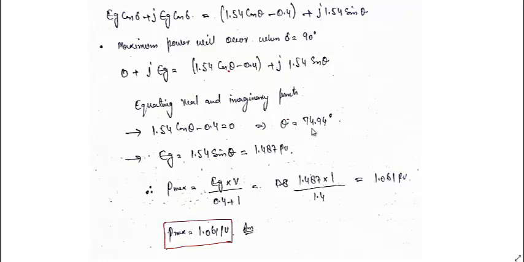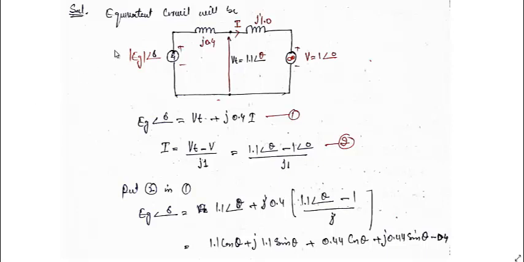Theta comes out to be equal to 74.94 degrees. So Eg will be, from this, 1.54 sine of theta. Putting the value of theta, it comes out to be equal to 1.487. So P max will be equal to Eg into V divided by 0.4 into 1, that is the total reactance between the two voltage sources.